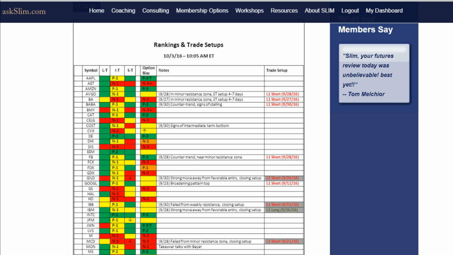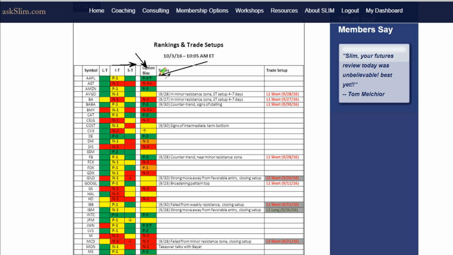So the option bias is the next one right over here. And what this does is combine these with some other studies that we put in there so that the option traders can get a sense for the conditions.